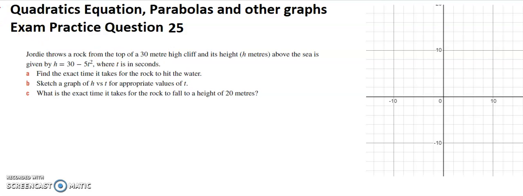So the first thing I think about here is this c. I'm going to rewrite it so it's in the standard quadratic form. I'm just going to write it as negative 5t squared plus 30. So as we can see, the c is 30, and that's because the height of the cliff where it's being dropped is 30.